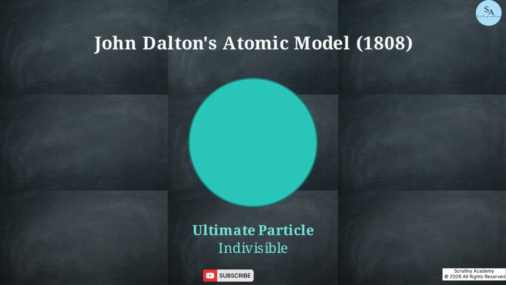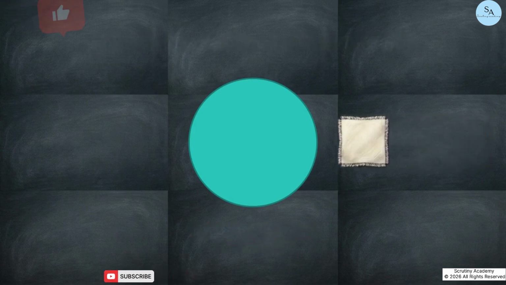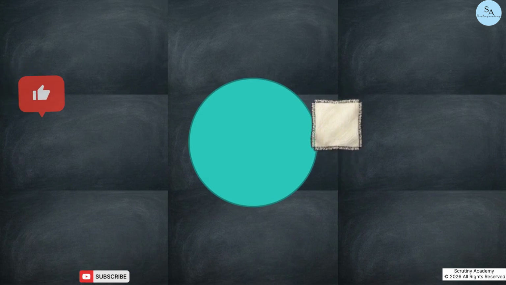His theory characterized the atom as the ultimate, indivisible building block of matter, a solid sphere that could not be broken down into smaller components. However, physical observations soon challenged this idea.